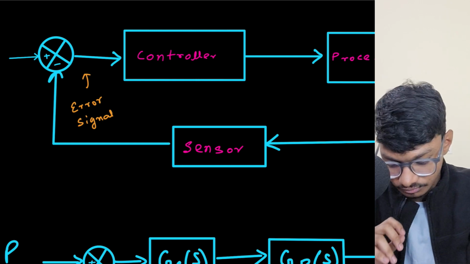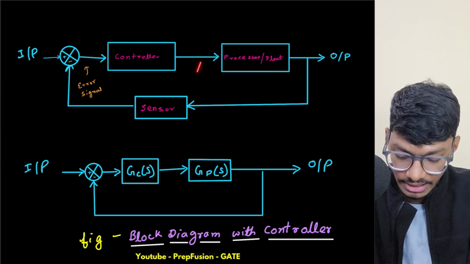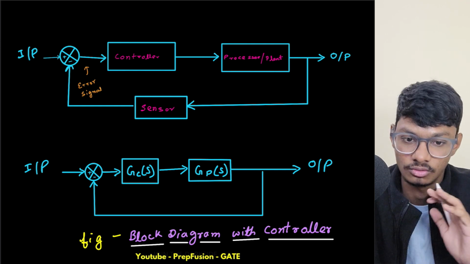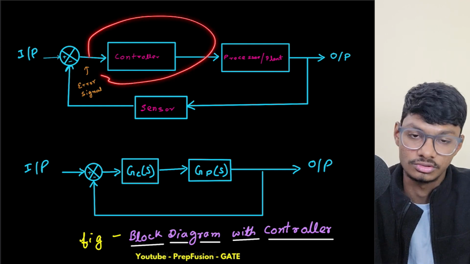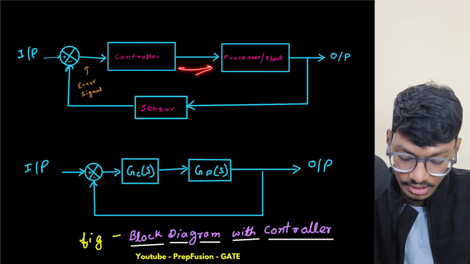Until now, we have been analyzing this block, that is, how is the stability, how is the time domain performance, all those things. Now we will analyze this block also to understand what things we need to put in this block so that it can improve all these things.